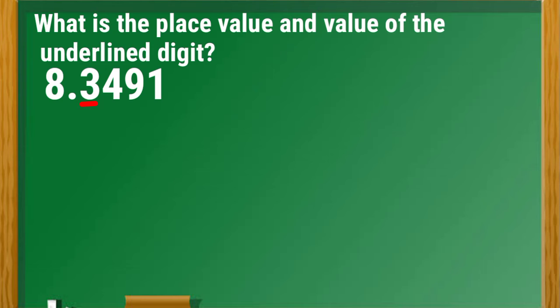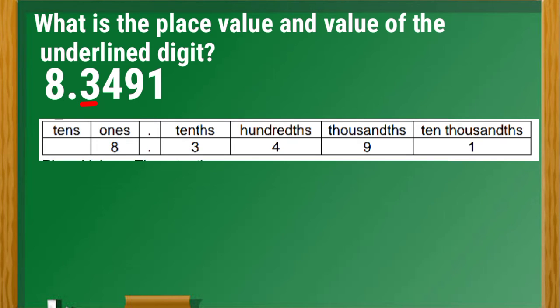8.3491, or can be properly read as 8 and 3,491 10,000ths. As you can see here, the underlined digit is 3. In order for us to understand and easily identify the place value of digit 3, we can use the place value chart. The digit 8 occupies the ones place value, then the decimal point. The digit 3 here occupies the tenths, digit 4 the hundredths, 9 the thousandths, and 1 the 10,000ths.